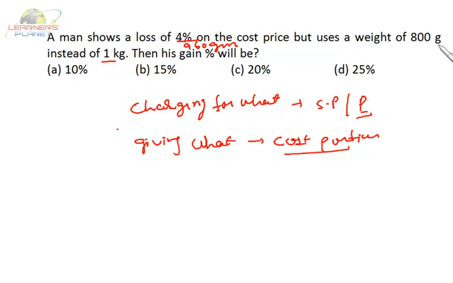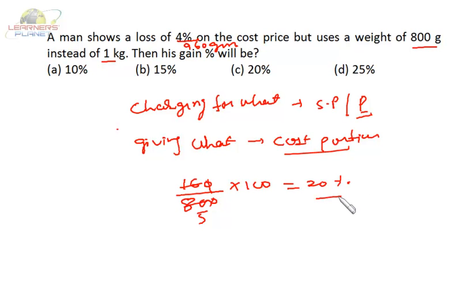He is giving only 800 gram. So he has paid for 800 gram and he is charging for 160 gram extra. That means on every 800 gram he is taking extra money for 160 gram. So this 160 gram is his profit, and he has paid only for 800 gram. So this into 100 is the profit percent. So it is 20% profit. I hope you are clear.